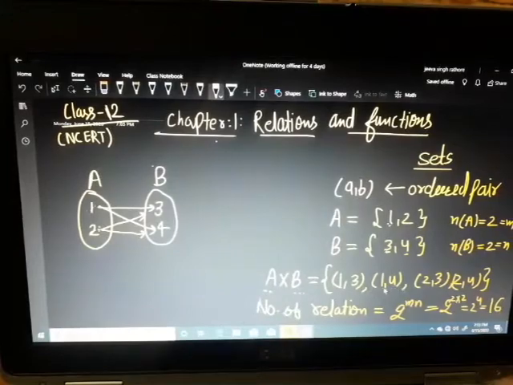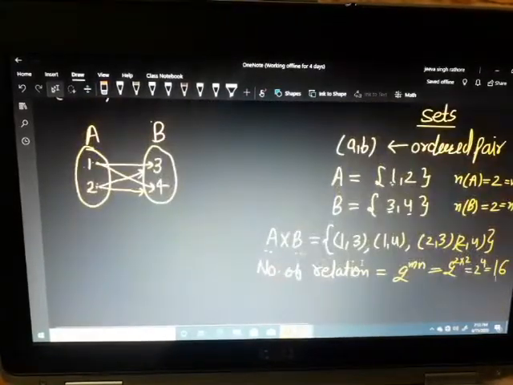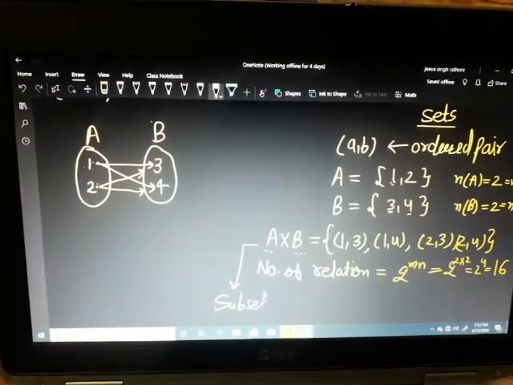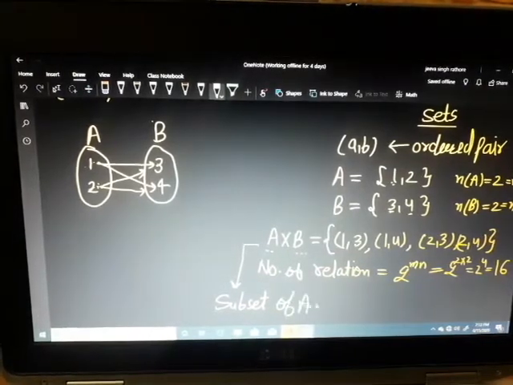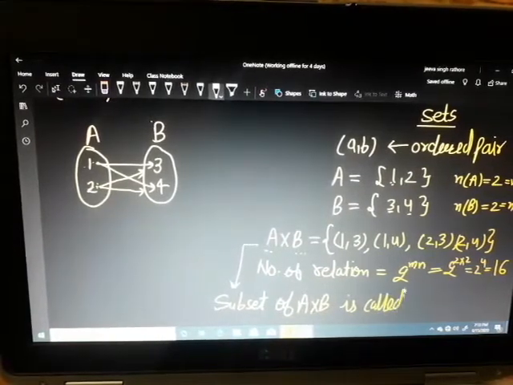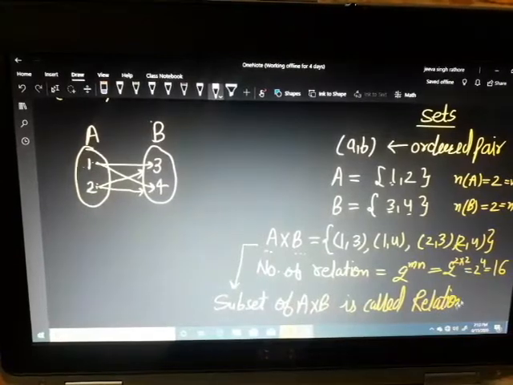So what is a relation? A relation is basically a subset of A cross B. What is a subset of A cross B called? A subset of A cross B is called a relation. How many relations are possible here? 2 to the power mn, that is 16 relations are possible.